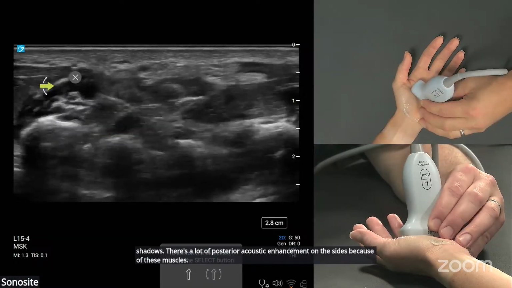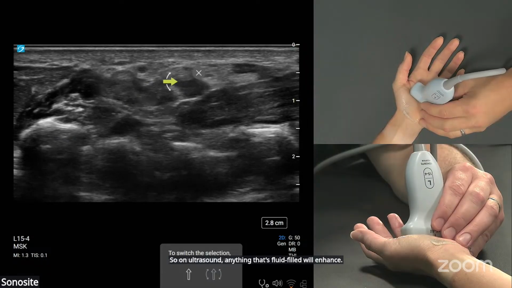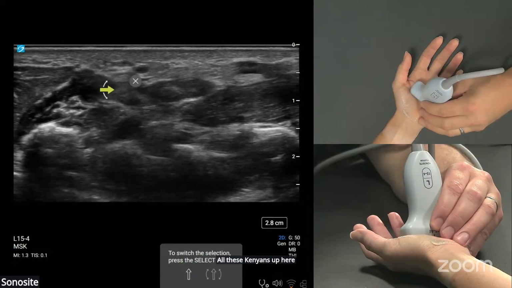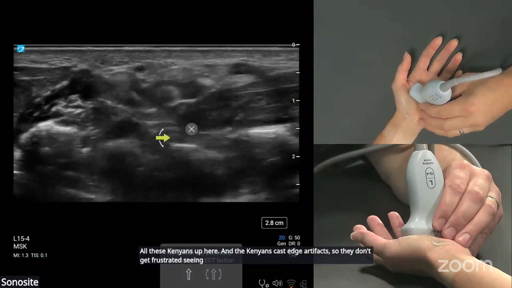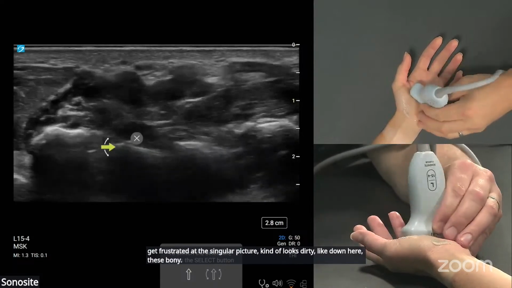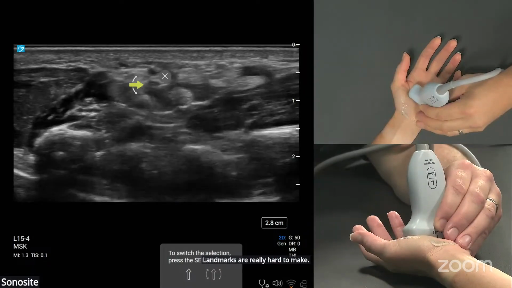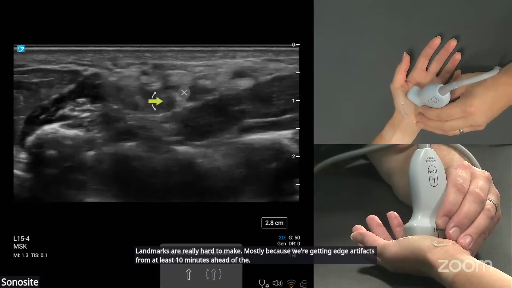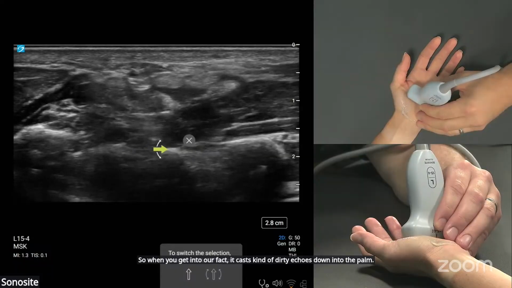So in ultrasound, anything that's fluid filled will enhance. Less fluid filled is in the palm here because we have all these tendons up here, and the tendons cast edge artifacts. So don't get frustrated if your picture looks dirty. Down here, these bony landmarks are really hard to make look nice, mostly because we're getting edge artifacts from all these tendons. When you get edge artifact, it casts kind of dirty echoes down into the palm, around the rest of the bones.